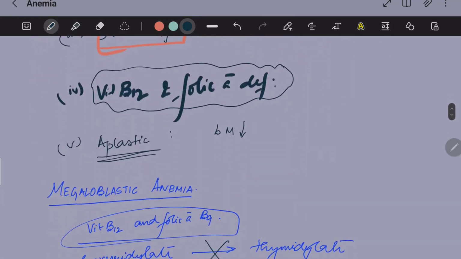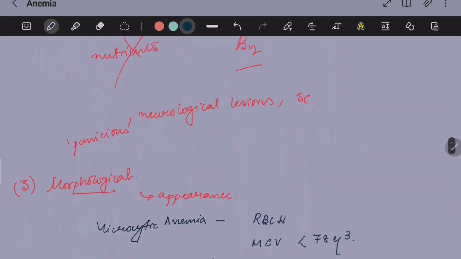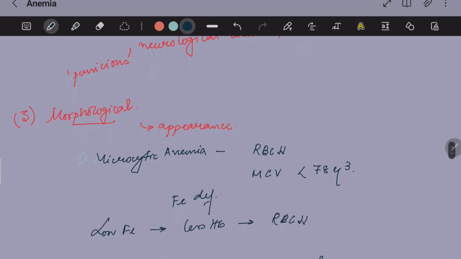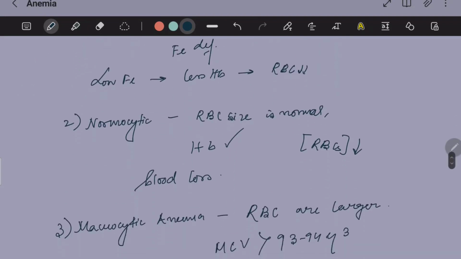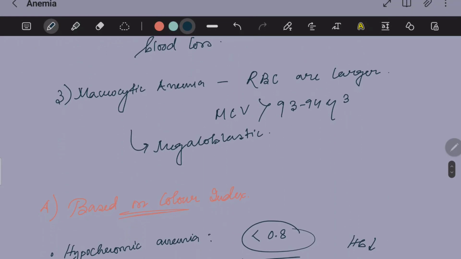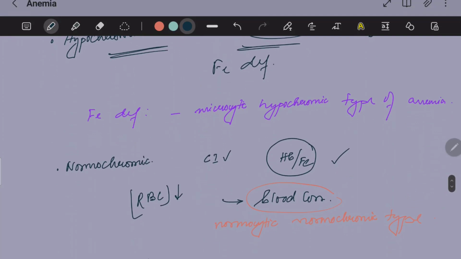Other than that, we dealt in detail with megaloblastic anemia and pernicious anemia, which are basically extensions of vitamin B12 deficiency anemia. We did the morphological classification, which is based on the appearance and mostly due to the size of the RBCs. Apart from that, we talked about the color index and its basis in anemia. There are two types of anemia based on the color index: hypochromic anemia and normochromic anemia. But there can never be a hyperchromic anemia because hemoglobin concentration never increases. Thus, hyperchromic anemia never exists.